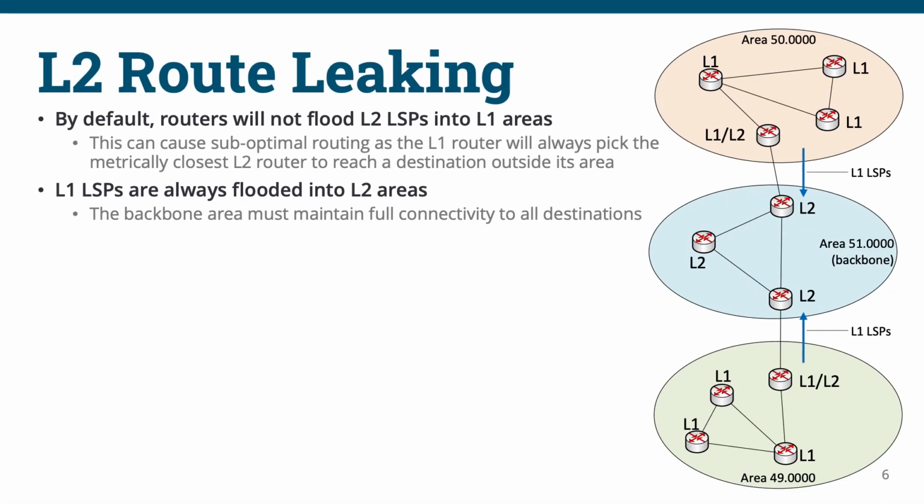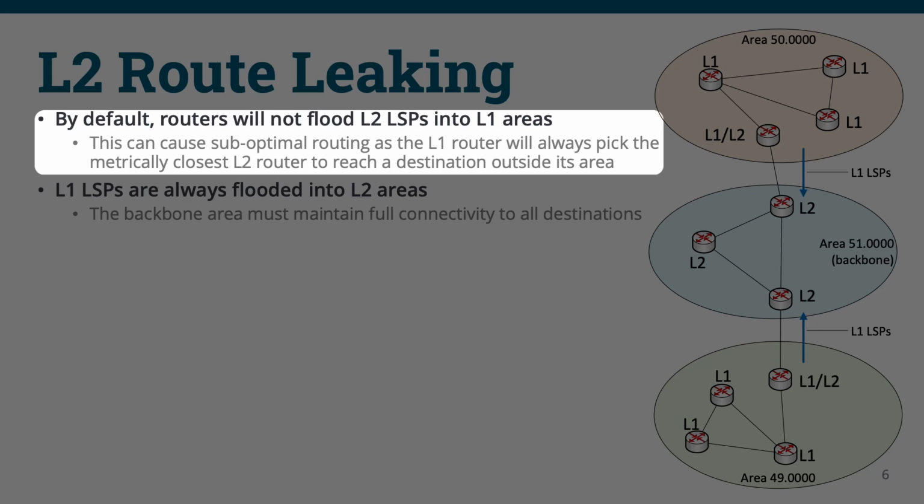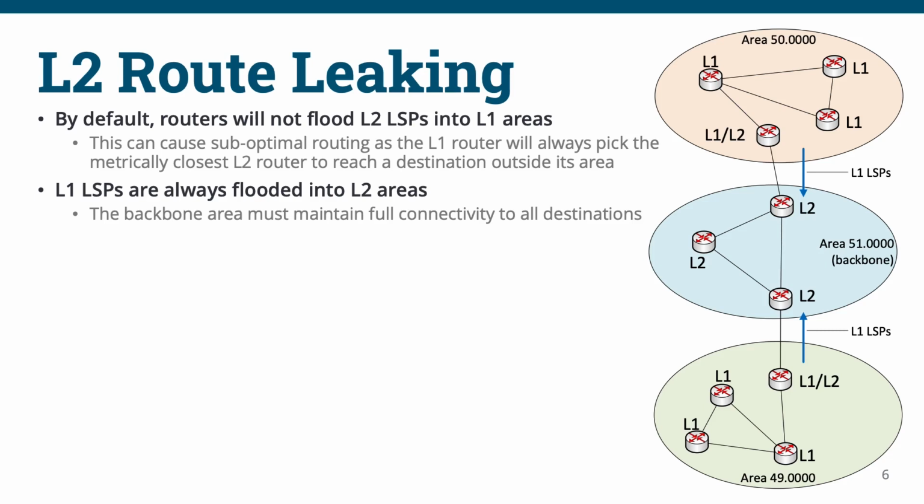As we mentioned before, no L2 LSPs will be flooded to L1 areas by default. As you might imagine, using the metrically closest L2 router for all traffic destined for subnets outside the local area may cause significantly suboptimal routing. In this circumstance, route leaking may be configured to leak certain routes from L2 to L1 to allow more efficient routing to specific destinations. Level 2 adjacencies, however, will always receive Level 1 LSPs.